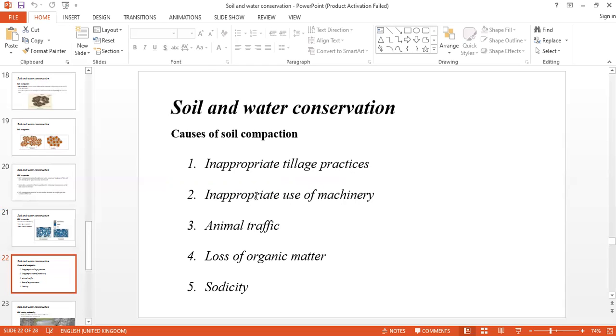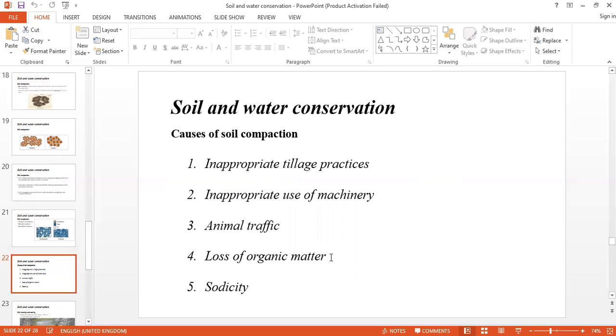Okay. Then also use of machineries. If you are using big machinery on your farm, maybe when it's wet, like the tractors and things like that, they will begin to compact your soil. As well as if you have a lot of animal traffic on your farm, it's also another cause of compaction.